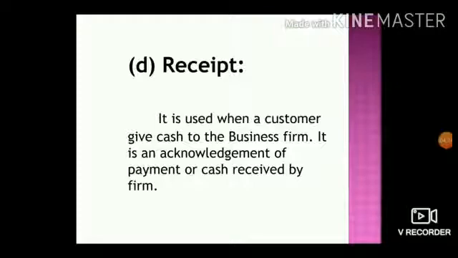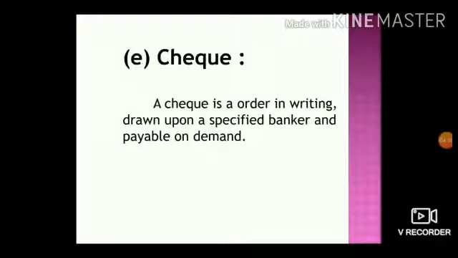Next comes the receipt. It is used when a customer gives cash to the business firm. It is an acknowledgement of payment or cash received by the firm. Next comes check. A check is an order in writing drawn upon a specified banker and payable on demand. If a check is issued, the bearer of the check can present it in the bank and demand the amount mentioned in it, which is payable by the banker.